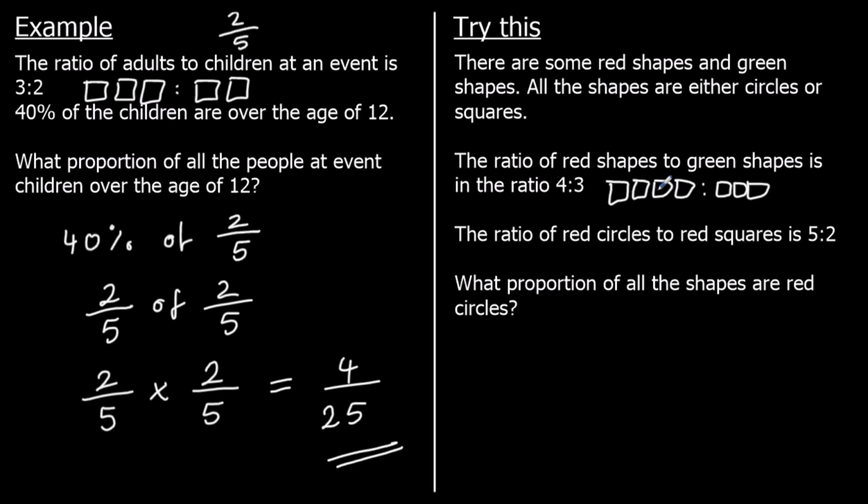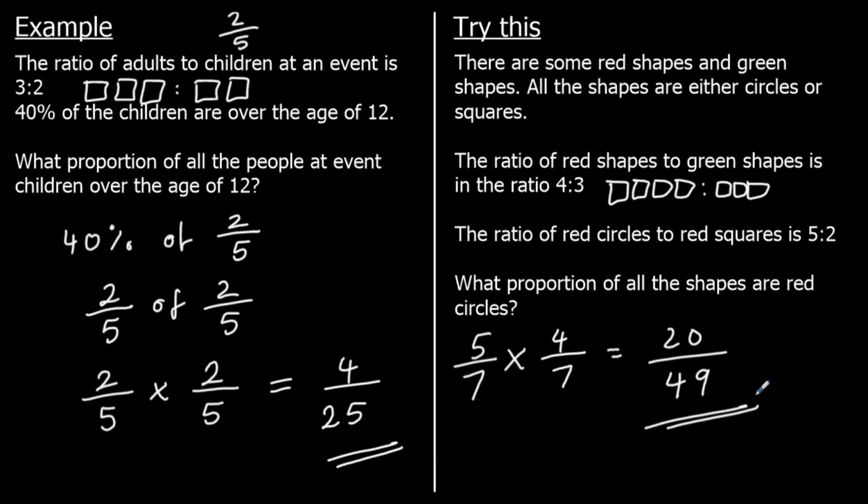So what proportion of red shapes, what fraction of red shapes? 4/7 are red shapes. And of those, how many are red circles? 5/7 are red circles. 5 parts out of 7 in total are red circles. So it's 5/7 of 4/7. So times the top, 5 4s are 20, times the bottom, 7 7s are 49. So 20/49 of the shapes are red circles.